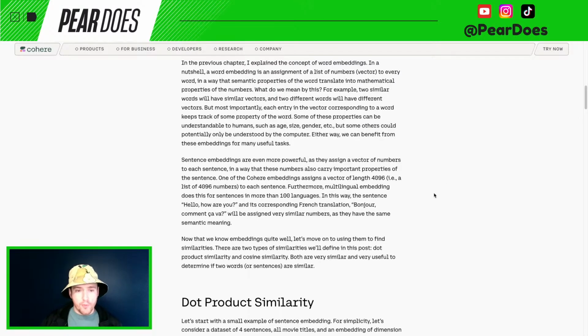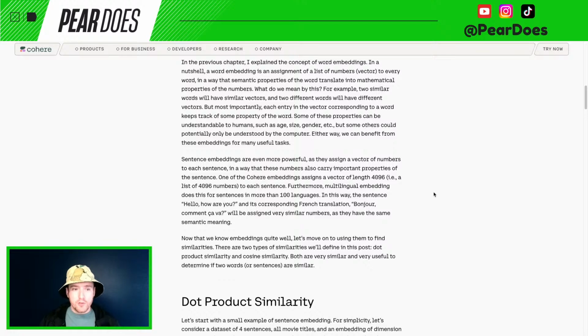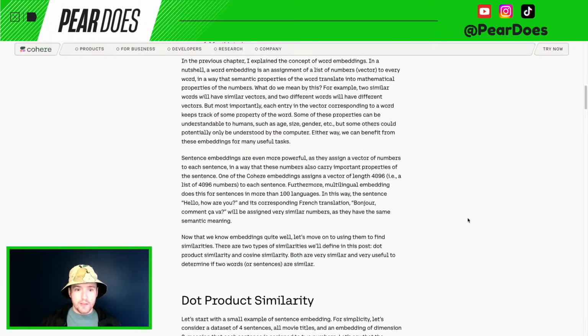Sentence embeddings are even more powerful as they assign a vector of numbers. Remember, a vector is a large amount of numbers, so many different numbers. They assign a vector of numbers to each sentence in a way that these numbers also carry important properties of the sentence. One of the Cohere embeddings assigns a vector of length 4096, or 4000 different numbers or categories, to each sentence. Furthermore, the multilingual embedding does this for sentences in more than 100 languages.